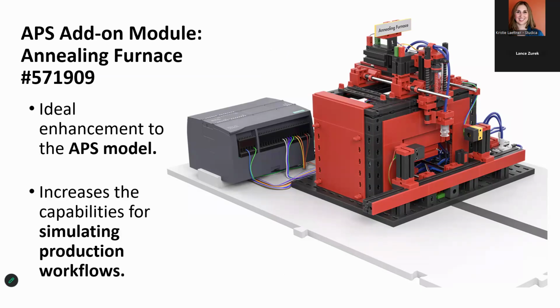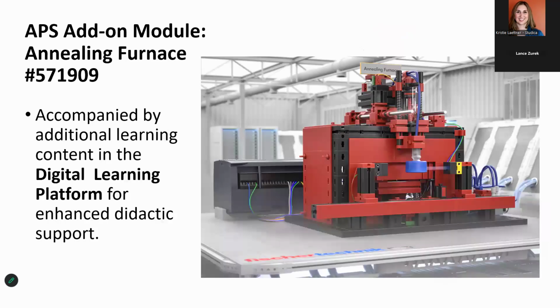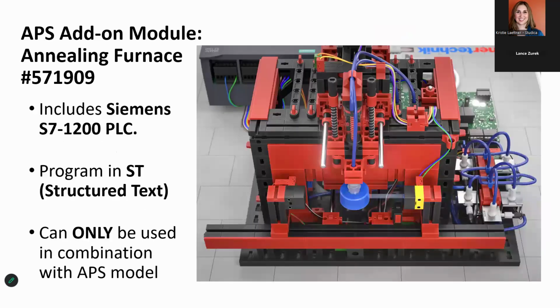The addition of this production module unlocks more learning content in the digital learning platform. Both theory modules and additional tasks in the Agile Manufacturing Learning module are made available. These cover topics such as introducing new derivatives into production and expanding existing production configurations with an additional process. The module, like most of the modules of the APS, includes its own Siemens S7 1200 PLC, which again has been pre-programmed in structured text.